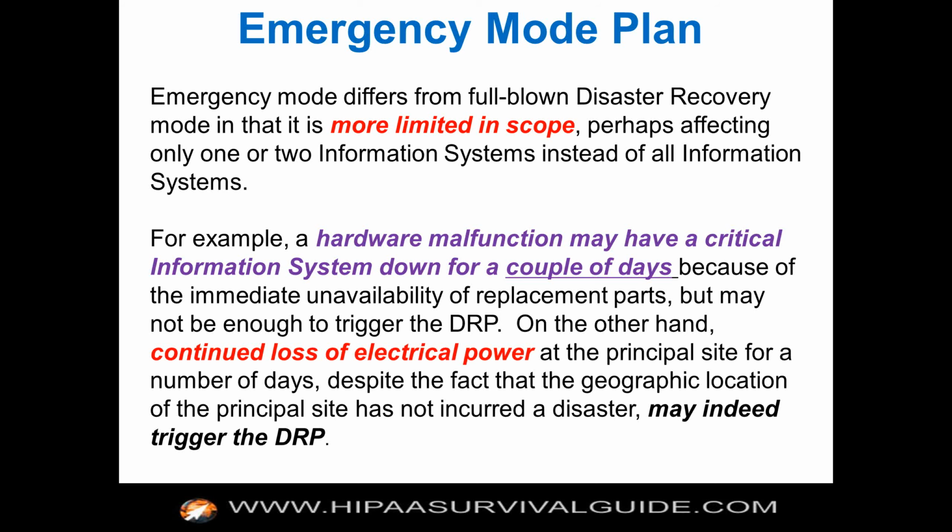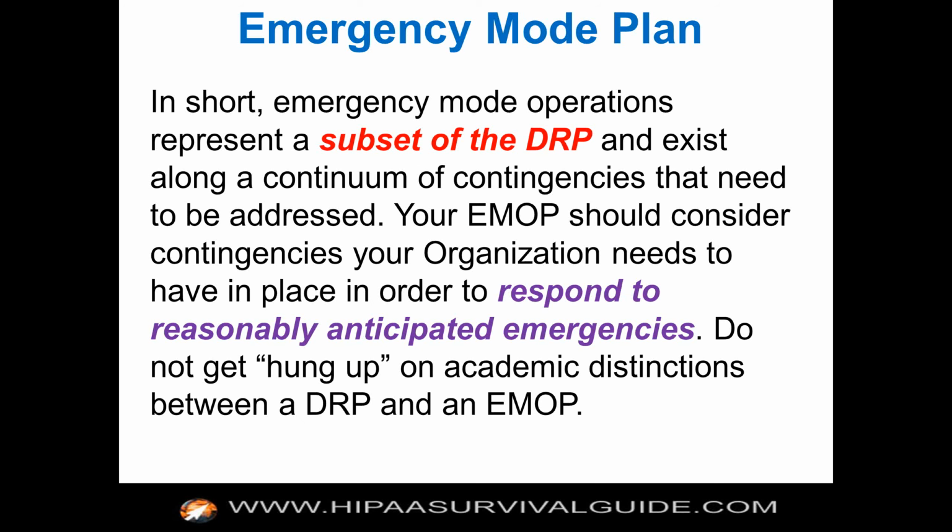Let's give this the importance that it's due, and not be caught completely off guard when the inevitable happens. I can guarantee you this: a disaster may not be inevitable at your site, but an emergency will be inevitable. There will be some sort of emergency because hardware fails, the grid fails, people fail, et cetera. But don't get hung up on academic distinctions between a DRP and an EMOP. That's the morass of stuff that's in the regulations. We just have to deal with it as best we can along this continuum.